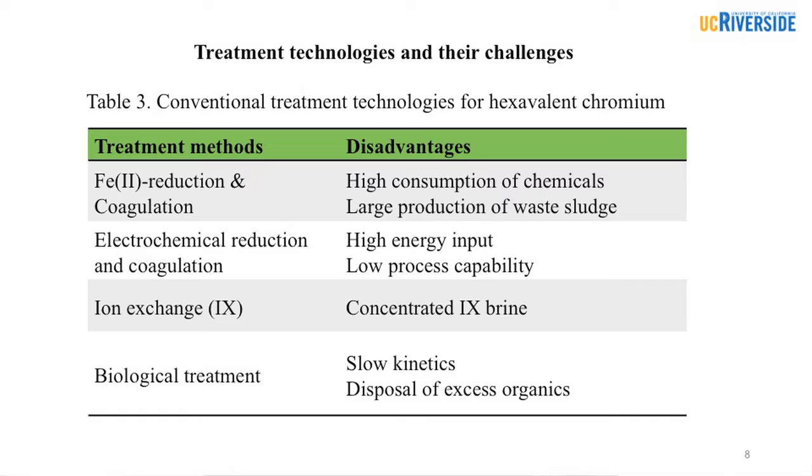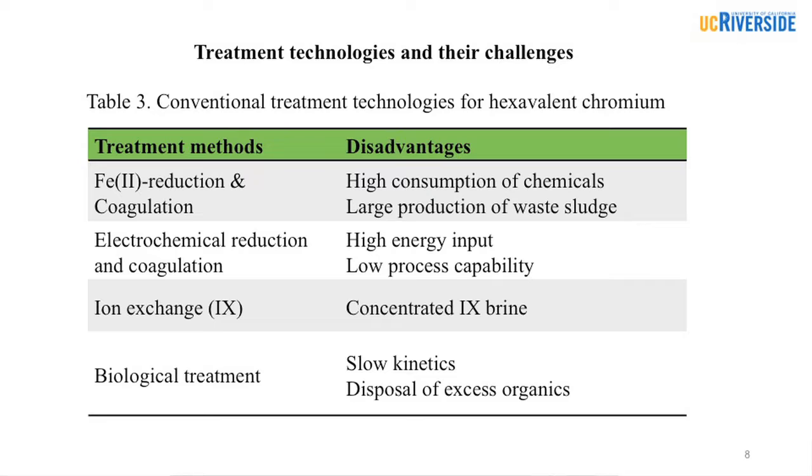The second one is electrochemical reduction and coagulation. So this is a very kind of promising method for chromium 6 removal. And because it used electrons, kind of clean reducing agent to do the reduction. But it requires high energy input, and also the process capability is limited by electrode surface area. And the third one, and is the most commonly used one, is the ion exchange.